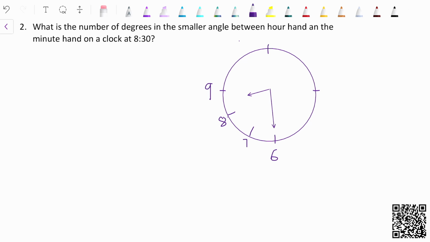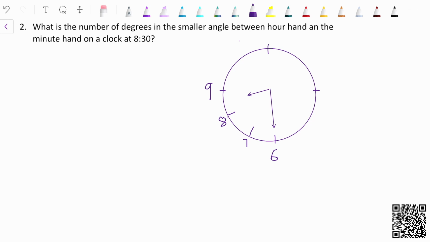Moving on to problem number 2. What is the number of degrees in the smaller angle between the hour hand and the minute hand on a clock at 8:30? As you can see, I've already drawn out a simplistic clock for you. And since it's 8:30, our hour hand has also moved halfway through the hour gap.